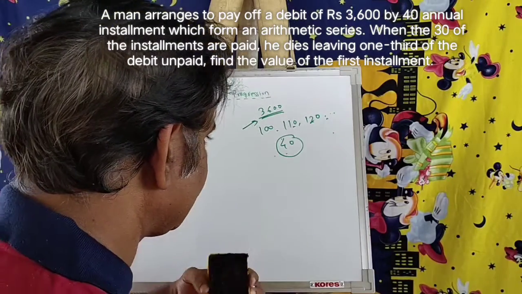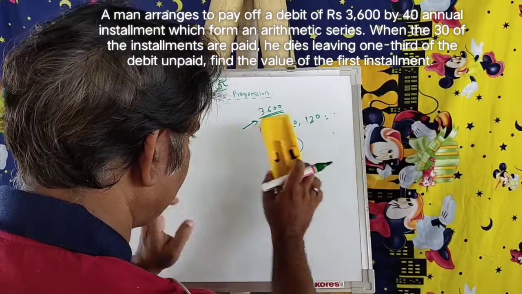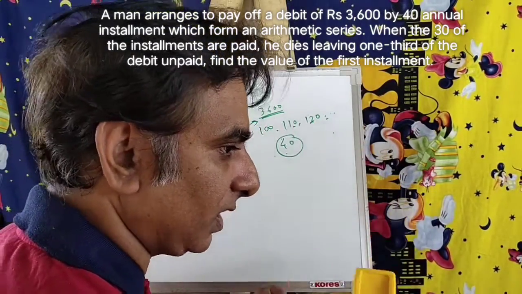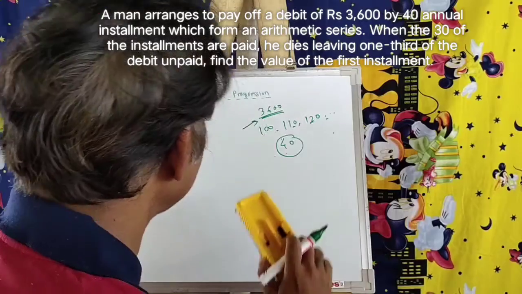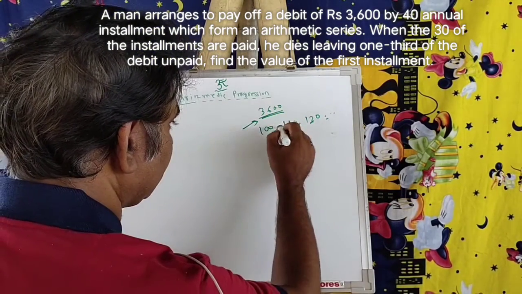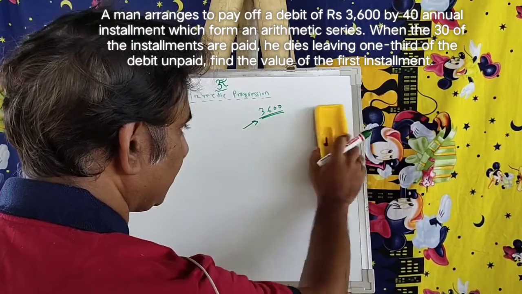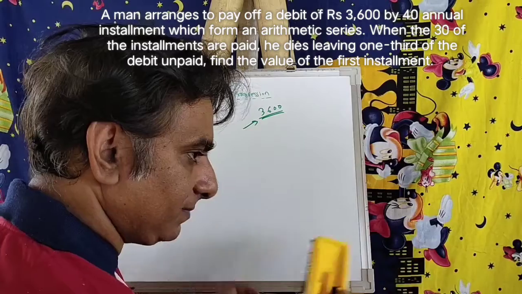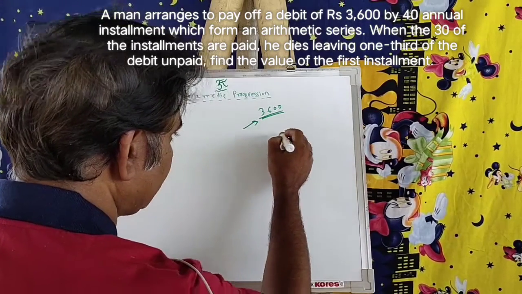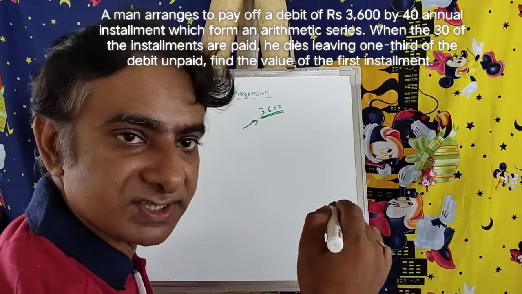So I just assume that this is 100. I am not sure whether it is 100 or 200 or 1000, I do not know. I will calculate that after some time. But after he paid 30 installments in that way, after 30 installments the man dies and 1/3 of the debt is still unpaid.